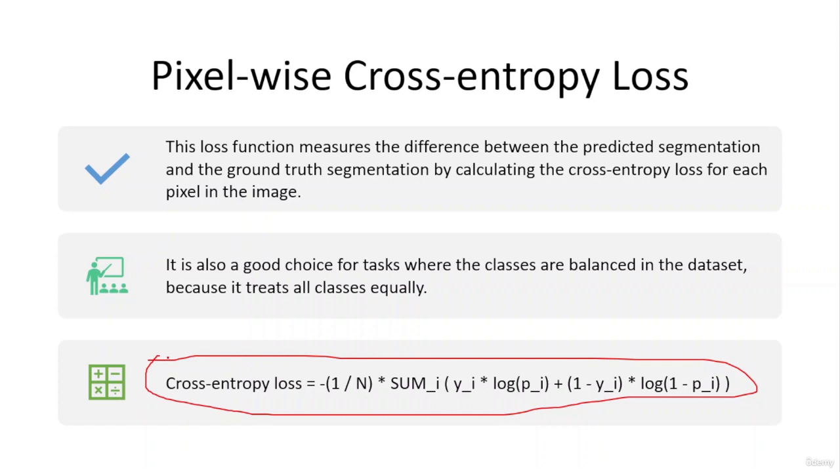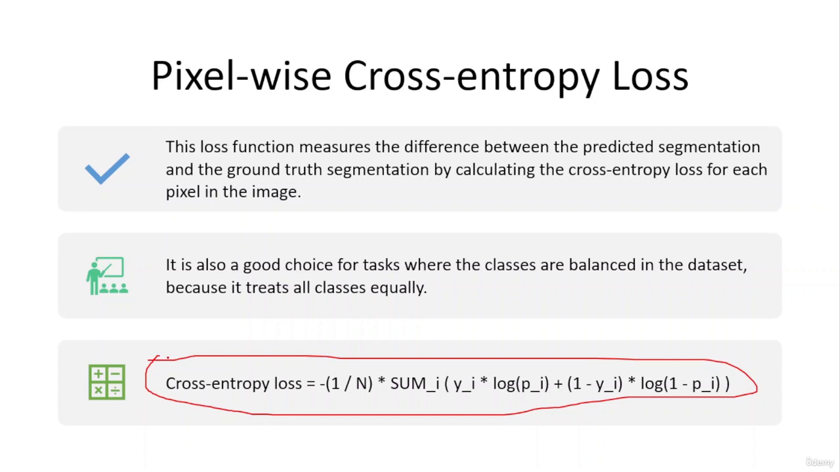The pixel-wise cross entropy loss ranges from 0 to infinity, with the lower value indicating better performance. The main advantage of the pixel-wise cross entropy loss is that it is a standard loss function for classification tasks, so it is well-studied and has good theoretical properties. It is also a good choice for tasks where the classes are balanced in the dataset. However, the pixel-wise cross entropy loss can be sensitive to class imbalance because it penalizes false negatives more heavily than false positives. So it can also be difficult to optimize for large datasets because it requires computing the log of each predicted probability.